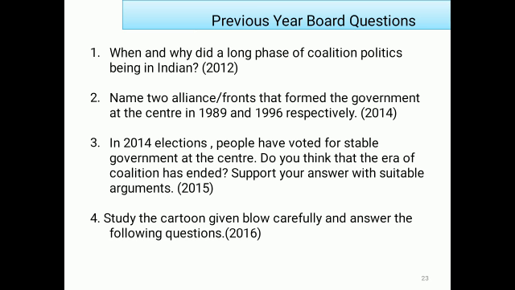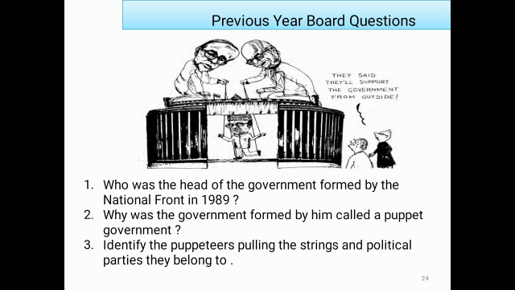Study the cartoon given below carefully and answer the following questions. So, here is a cartoon. Who was the head of the government formed by the National Front in 1989? Mr. V.P. Singh, much talked about Prime Minister also. Why was the government formed by him called a puppet government? We can say because it was a coalition government. You can explain on your own. Third one, identify the puppeteers pulling the strings and the political parties they belong to. The puppeteers are Jyoti Basu from the Left Party and Mr. L.K. Advani, BJP. Right?